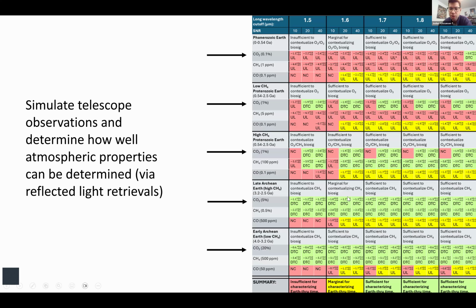For CO2, it's interesting. You can basically detect CO2 for Archean levels of CO2, Proterozoic levels of CO2, but Phanerozoic CO2 is likely going to be out of reach. There just isn't enough CO2 in the atmosphere to see a strong enough absorption feature with this particular telescope.